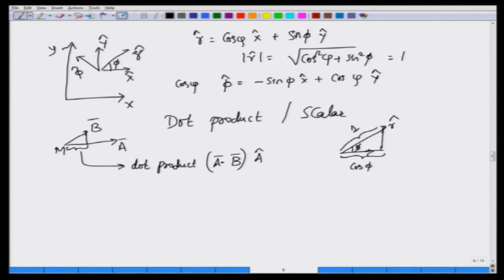So, if you look at this projection, this will turn out to be cos phi. How do I associate a vector with this cos phi? I need to multiply this one by the unit vector along the x direction. So, I am going to get cos phi x hat.